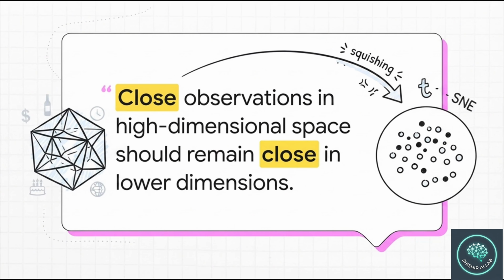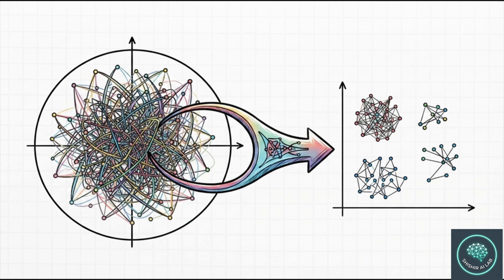That brings us to a core philosophy of dimensionality reduction. If two observations are mathematically close in a 50-dimensional space, they absolutely must remain close when we squish them down onto a flat 2D screen. To pull this off, we use our ultimate translation tool, t-SNE. t-SNE stands for T-Distributed Stochastic Neighbor Embedding, and instead of drawing rigid straight lines, it uses nonlinear probability.